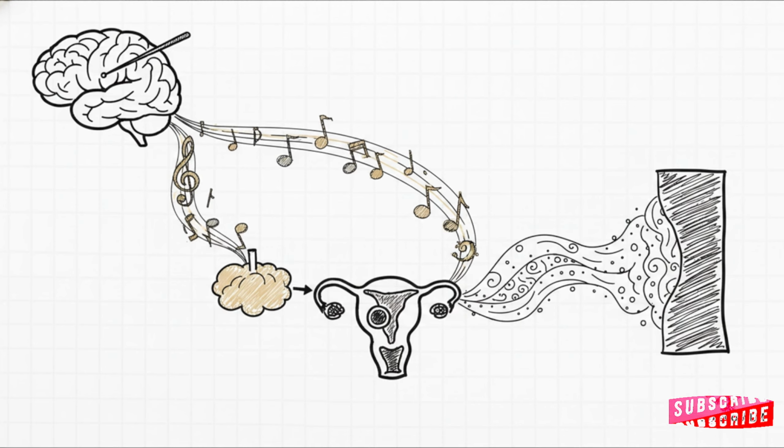GnRH tells the pituitary gland, hey, release these two key hormones. Those are LH and FSH. And they, in turn, signal the ovaries to produce estrogen and progesterone. These are the hormones that actually manage the follicle growth and the uterine lining. It is an incredibly precise and elegant feedback loop.